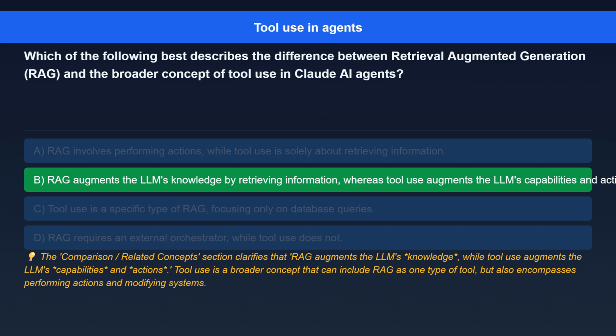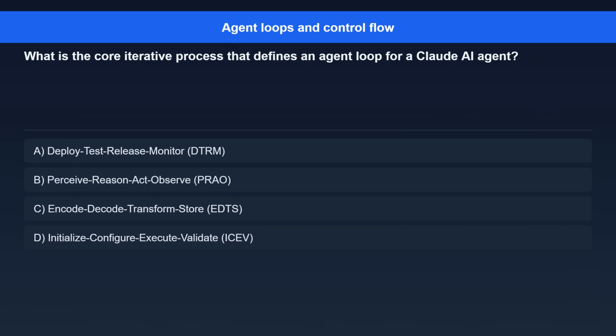Here's the explanation. The comparison-related concepts section clarifies that RAG augments the LLM's knowledge, while tool use augments the LLM's capabilities and actions. Tool use is a broader concept that can include RAG as one type of tool, but also encompasses performing actions and modifying systems.